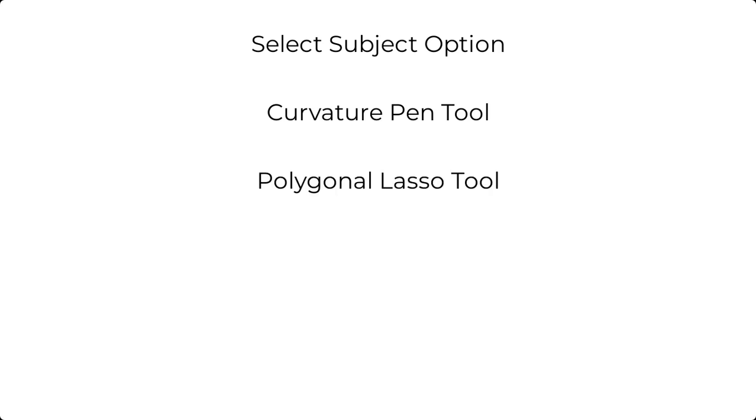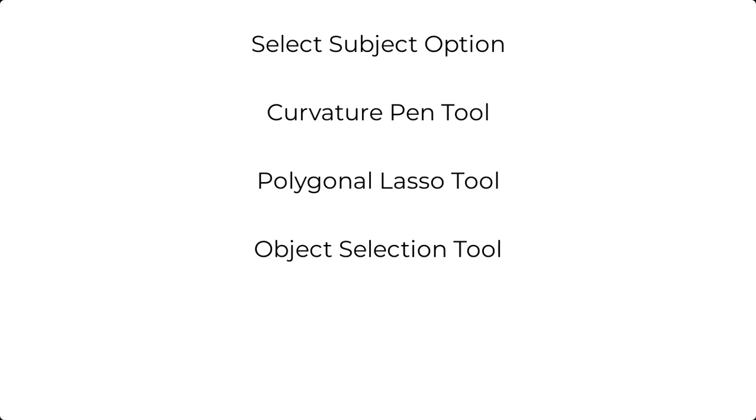First, we'll explore the Select Subject option, a powerful AI-driven tool that can identify and isolate subjects in just one click. Next, we'll move on to the Curvature Pen tool, perfect for making smooth, free-form selections with precision and control. We'll also cover the Polygonal Lasso tool, which is ideal for creating straight-edge selections, great for architectural elements and other structured designs. Then we'll look at the Object Selection tool, which allows you to simply drag over an area, and Photoshop will detect and select objects automatically.